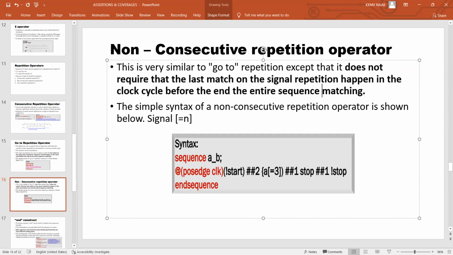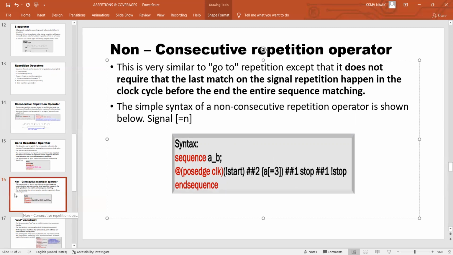It does not require that the last match on the signal repetition happen in the clock cycle before the end of the entire sequence matching. So here you don't have any such condition. This condition is applicable only to the go-to repetition operator. The symbol for the non-consecutive repetition operator is equal to n. You can give either a range or a single number for how many times.